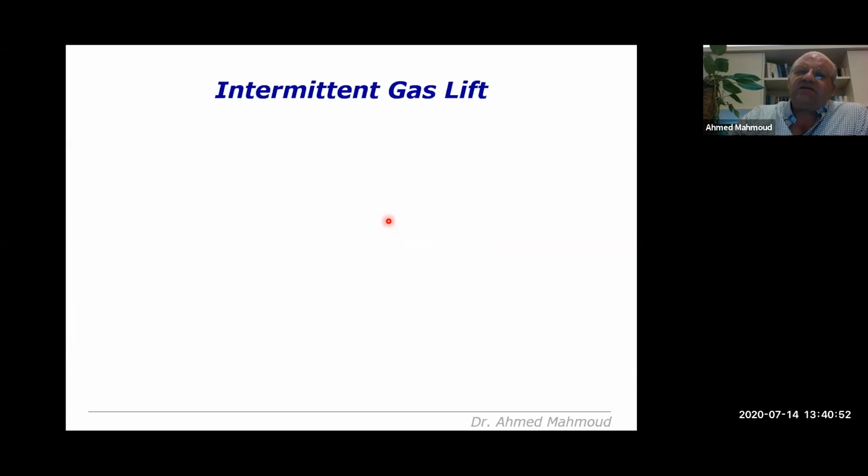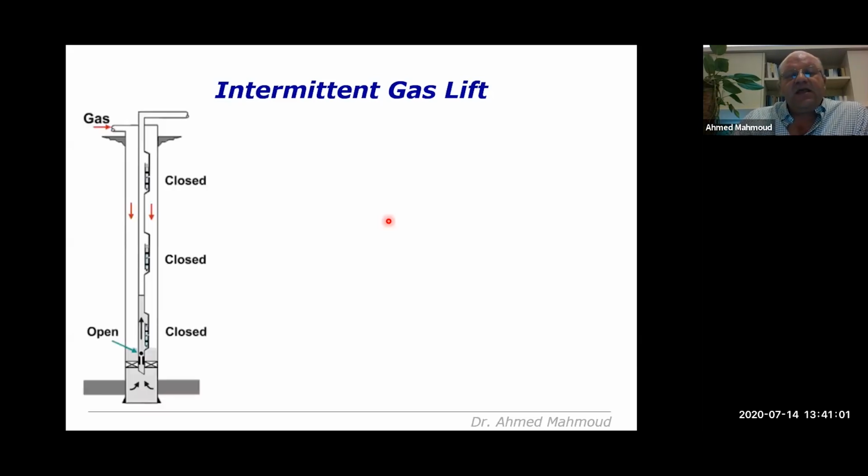We finished the continuous, and now what's the case of intermittent gas? Why is it that nobody really likes it, and why is it expensive, and why is it not used much? So in intermittent gas, you will have intermittent gas lift systems. You will have the same system. Now note that the valves are initially closed here.